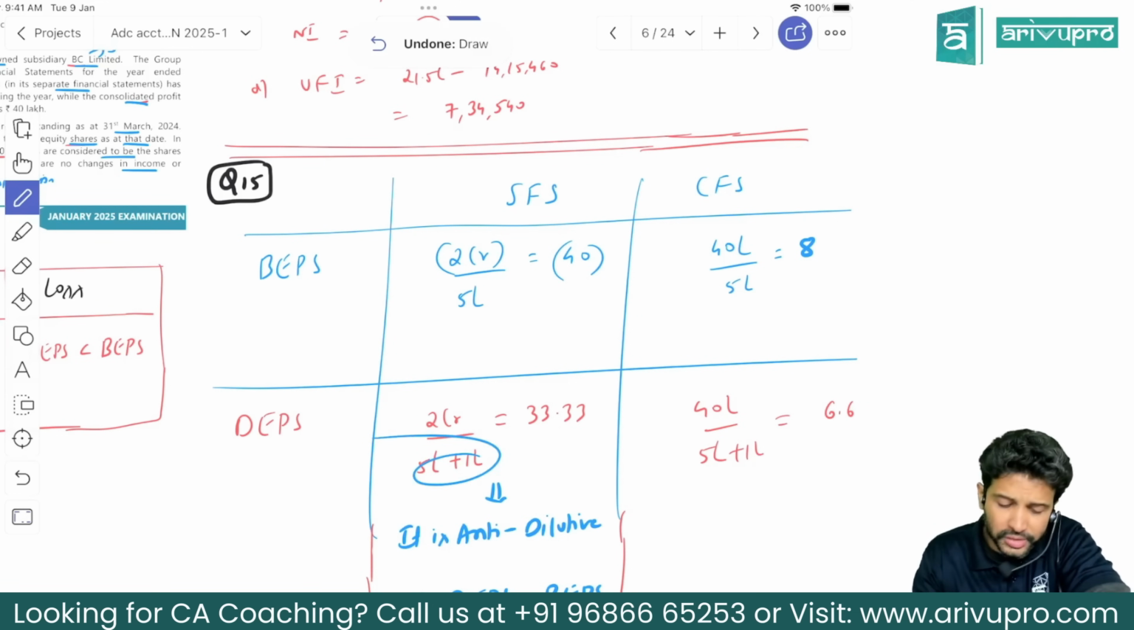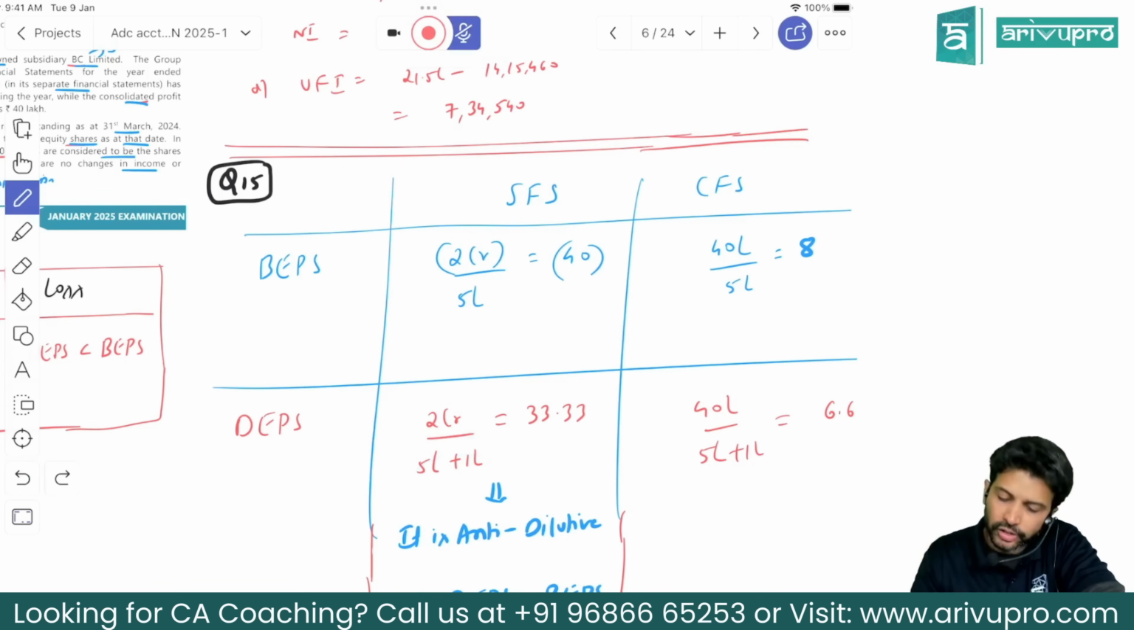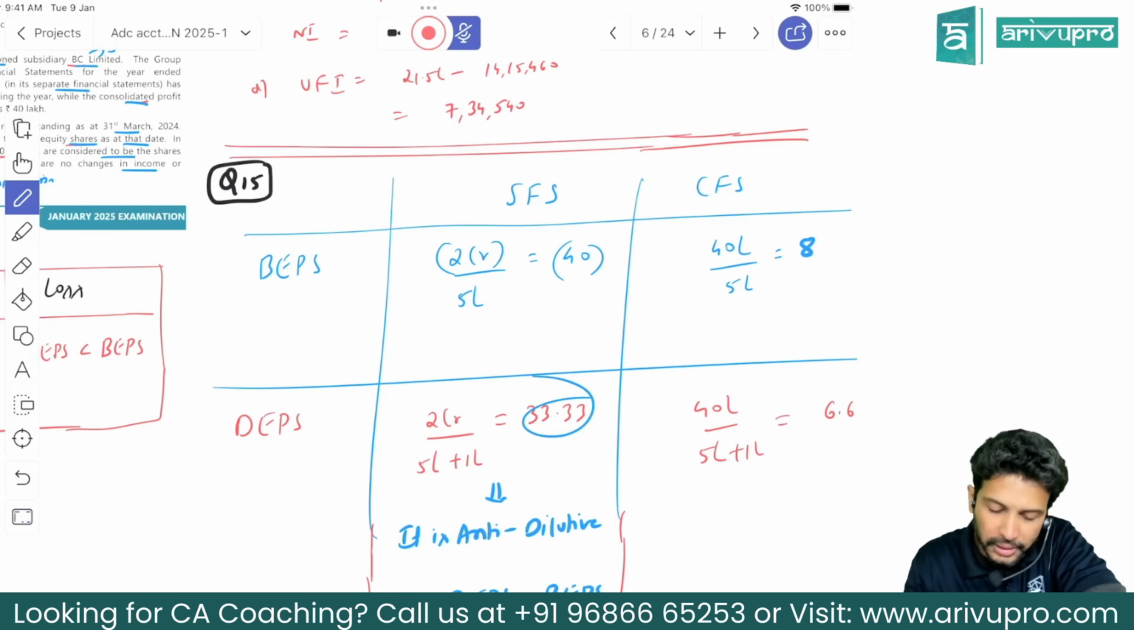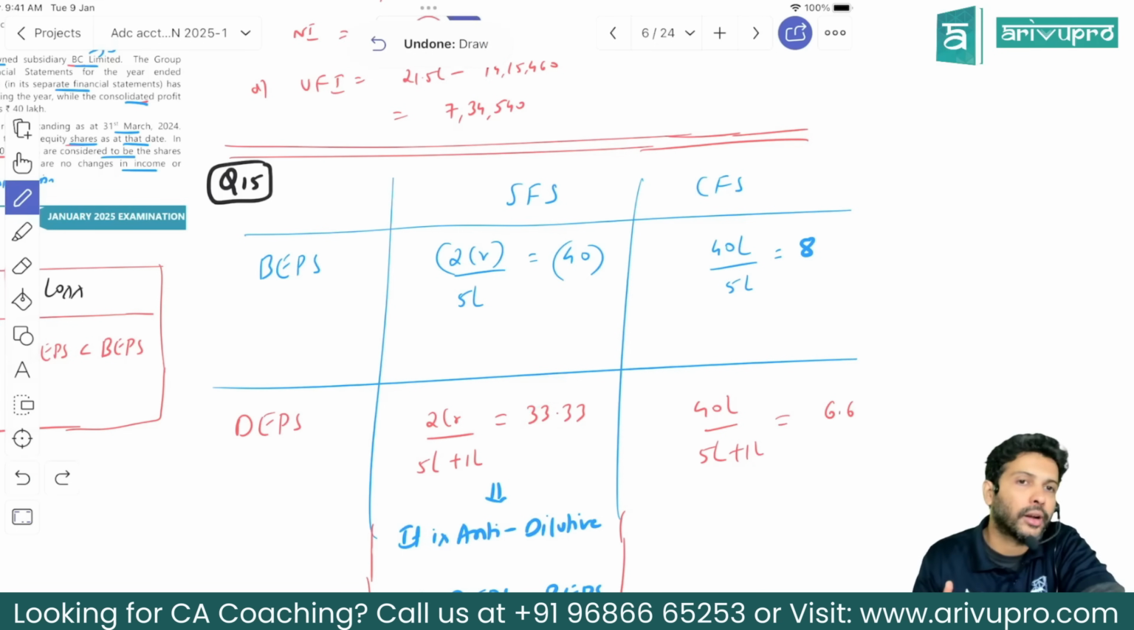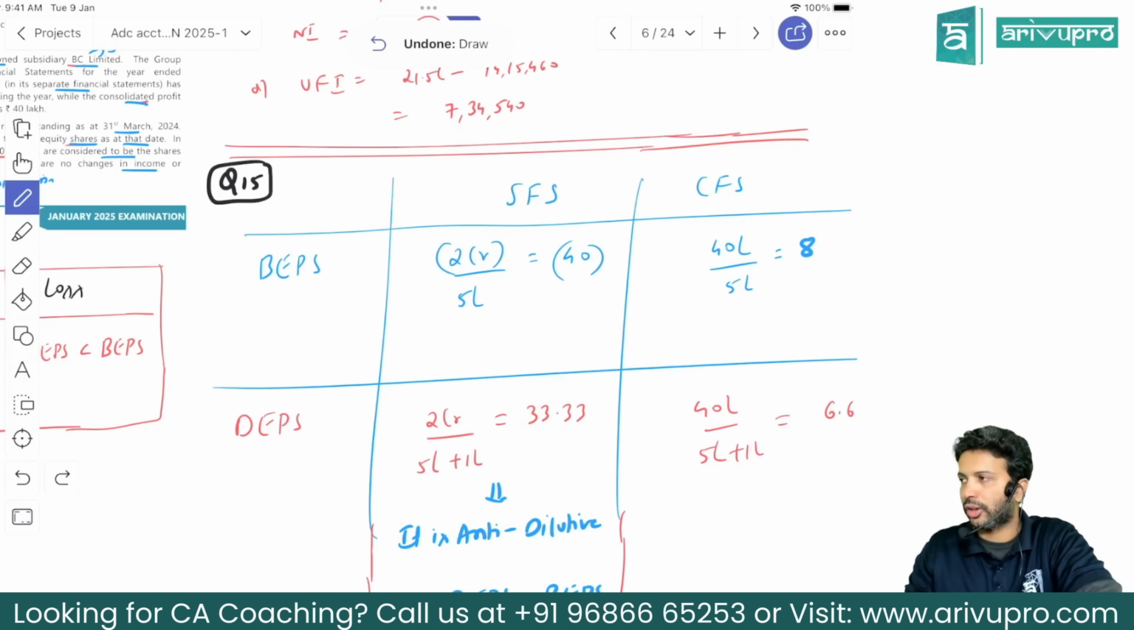So the total number of shares will become 6 lakh. All this problem we have done. Everybody okay? So how much is diluted EPS? 33.33. Is this okay with you so far? Let that be there. This is not actually right. I'll just tell you the concept a little later on.